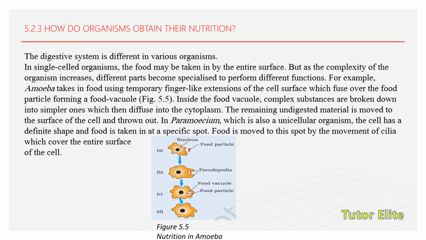Next, how do organisms obtain their nutrition? They have given the example of amoeba here. The digestive system is different in various organisms. Everyone has a different digestive system. In single-celled, unicellular and multicellular organisms, now they are talking about single-celled organisms, that is unicellular. The food may be taken in by the entire surface, that is amoeba. Previously we know that, but as the complexity of the organism increases, different parts become specialized to perform different functions.